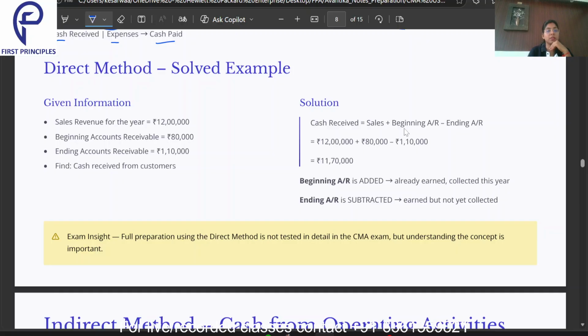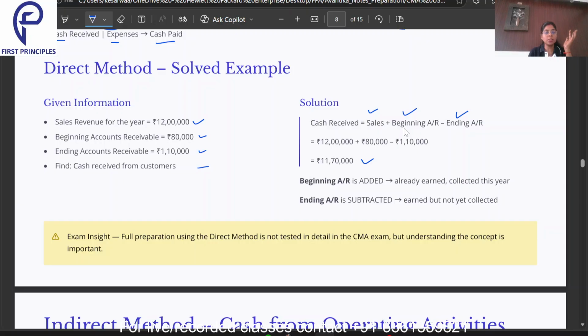So how do we prepare cash flow from operating activity using the direct method? Over here we have been given this information: 12 lakhs is the sale, beginning accounts receivable, ending accounts receivable, and we need to find the cash received from customers. How did we calculate it? First of all, this year's sale plus beginning accounts receivable, that means the amount we had to receive from customers at the beginning of the year. From that we subtract the ending accounts receivable, the amount we are supposed to get from our customers at the end of the year. When we put this formula together, we get the cash received as 11,70,000.